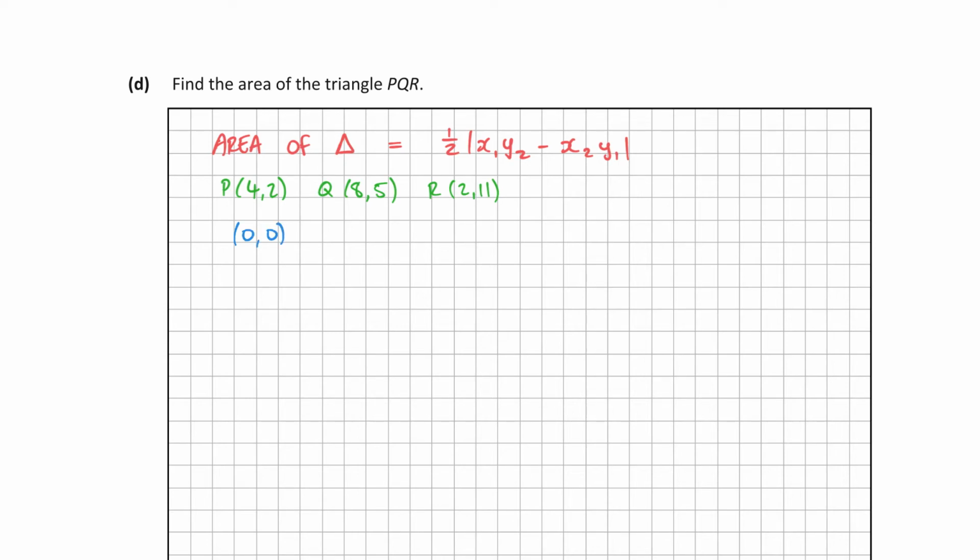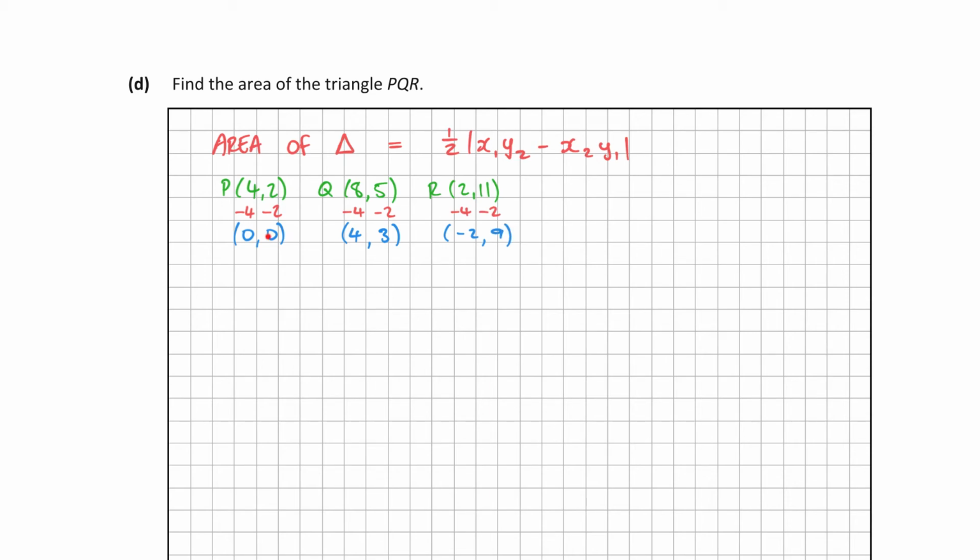Because what I'm going to do to it is subtract 4 and subtract 2. But because I moved that by subtracting 4 and subtracting 2, I have to do the same to every other coordinate. So my x's I'm going to subtract 4, my y's I'm going to subtract 2. So 8 take away 4 will leave me with 4. And 5 take away 2 will leave me with 3. For the last one there, for R, 2 take away 4 will leave me with -2. And 11 take away 2 will leave me with 9.